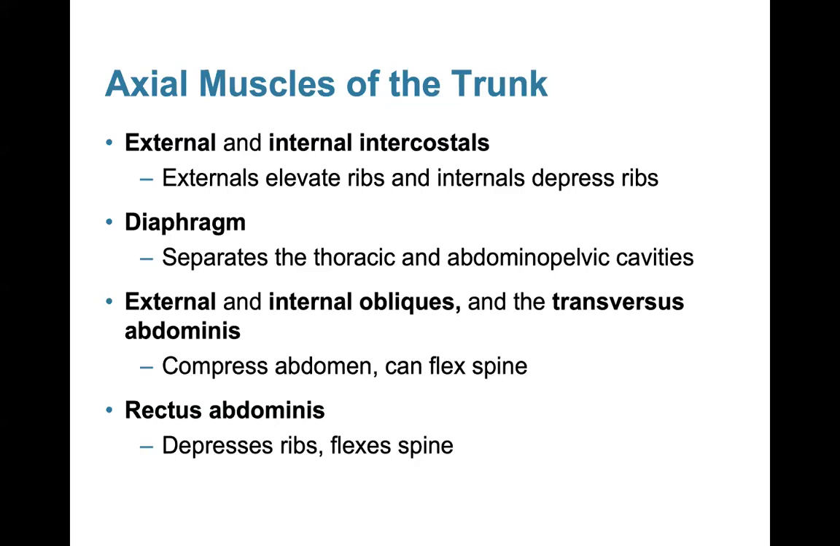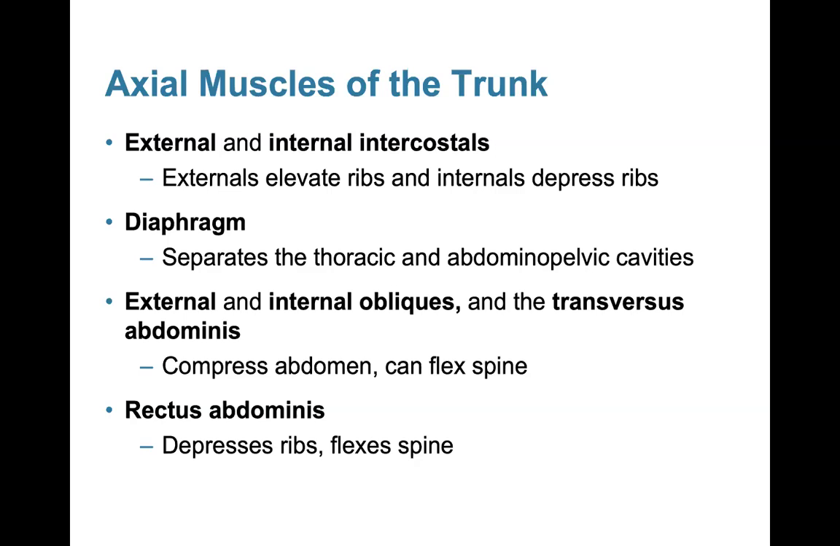So the axial muscles of the trunk, we have the external and internal intercostals. These will elevate the ribs, and the externals will elevate the ribs. The internals will depress the ribs. These are involved in breathing. The internal and external intercostals act as accessory muscles, so they're not required for breathing, but they really help with breathing. The diaphragm, this will separate the thoracic and abdominal cavities. This is your primary breathing muscle. If this one doesn't work, you do not breathe.